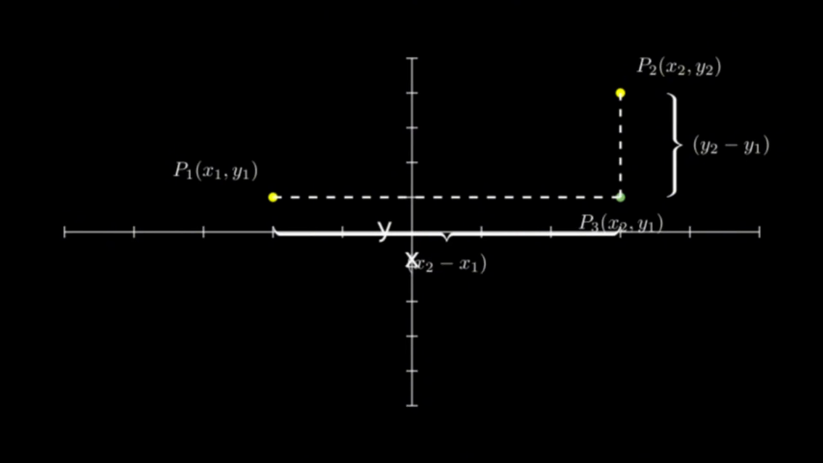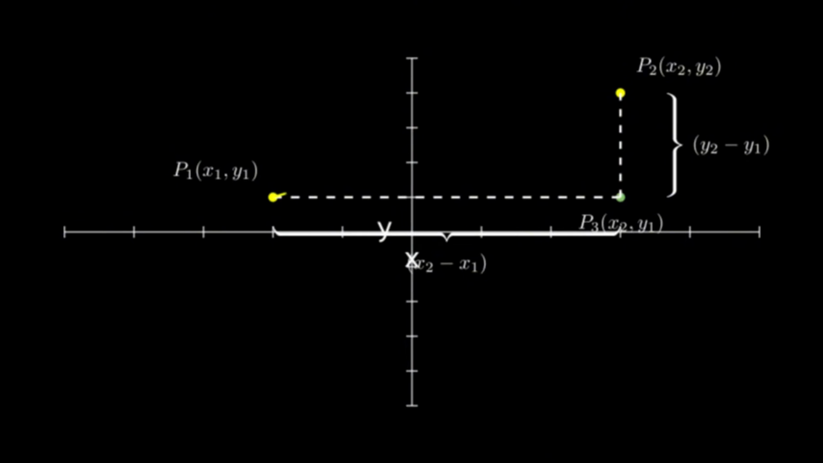So far, we've broken down the journey from P1 to P2 into 2 perpendicular movements, first moving horizontally by x2 minus x1, then vertically by y2 minus y1. This right-angled path isn't the direct route, but it gives us the components we need for our distance formula.